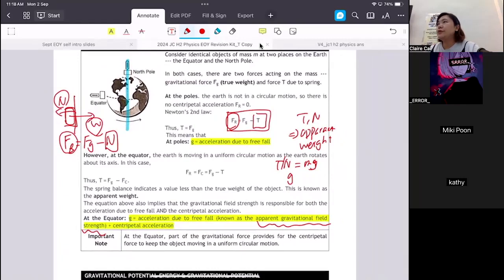The next question: do you think that this FR will be the same in all locations, let me say in any location on the Earth? Will it be the same here in Singapore versus somewhere in Alaska, or somewhere in the US, or somewhere in Africa? Why?